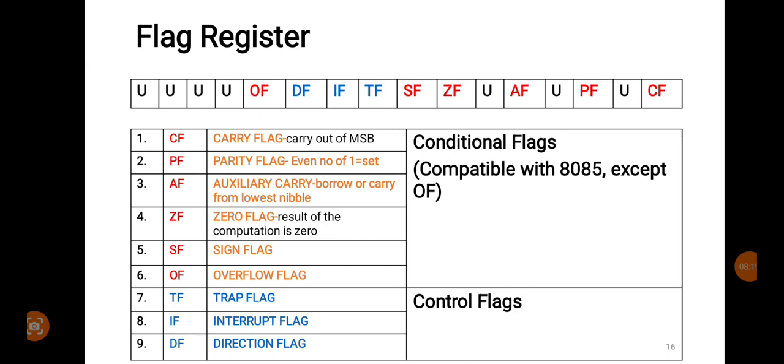And sign flag and overflow flag. Sign flag: normally the MSB bit, if it is 1, it is called a negative number. If it is 0, it is called a positive number. We will see what the overflow flag is. It identifies the error in the signed operation. And the control flags are called trap, interrupt flag and direction flag.